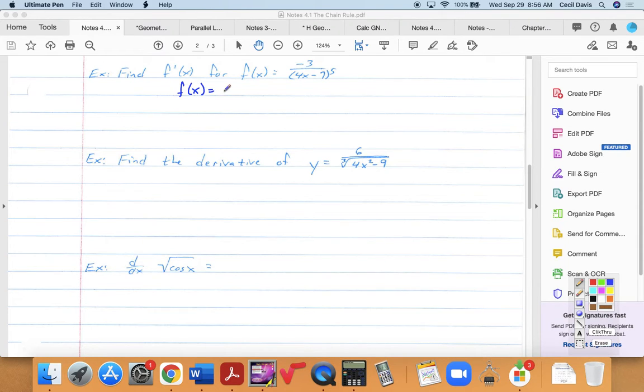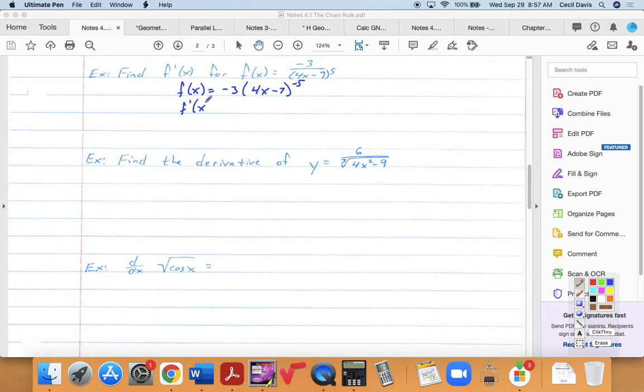So I'm going to rewrite this as negative 3 times 4x minus 7 raised to the negative 5th power before trying to take the derivative of this. Now, could we do this using the quotient rule? Yes, but you would still have to use the chain rule when you take the derivative of the denominator. No, thank you.